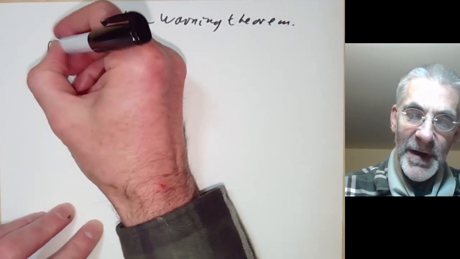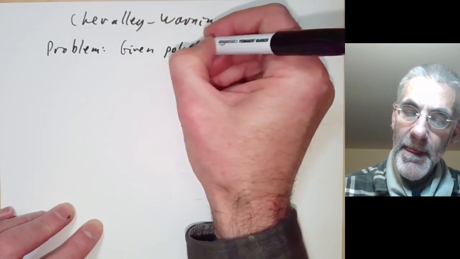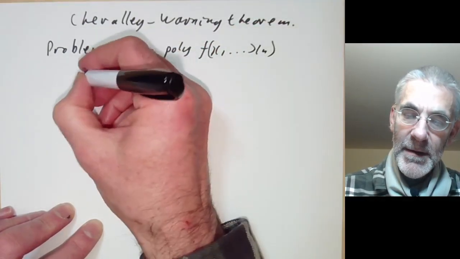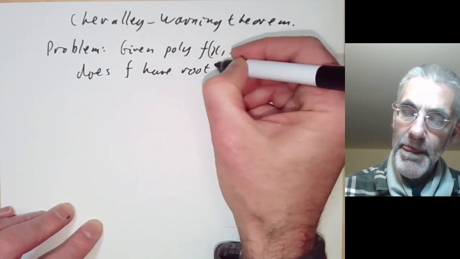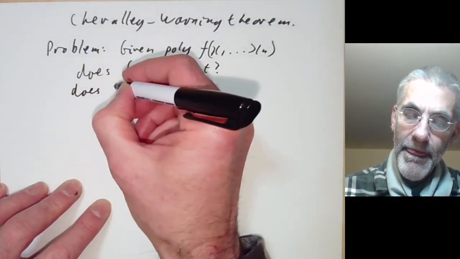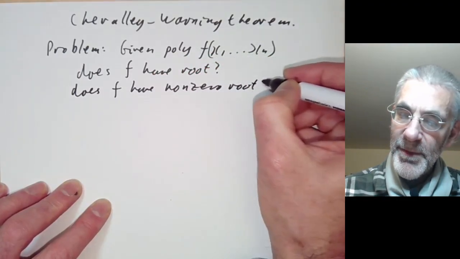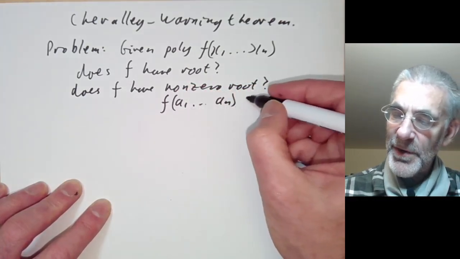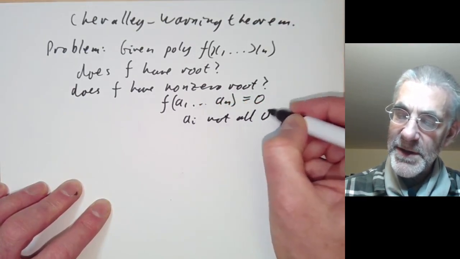So the problem is the following. Very general problem. Given a polynomial f in several variables, x1 up to xn, does f have a root? We also might want to ask, does f have a non-zero root? By which we mean, can we find a1 up to an such that f of a1 up to an is equal to 0, with the ai not all 0.